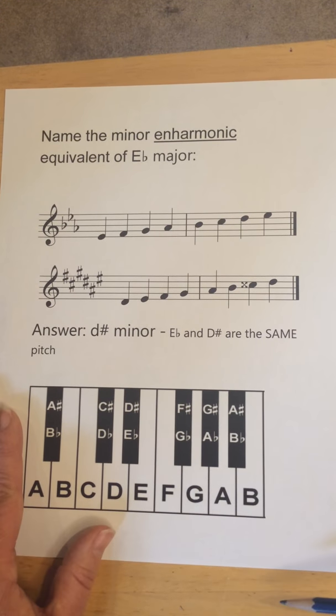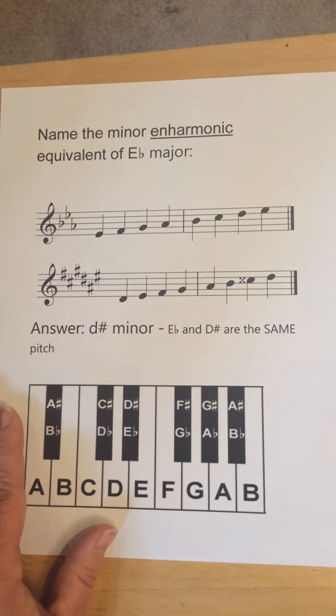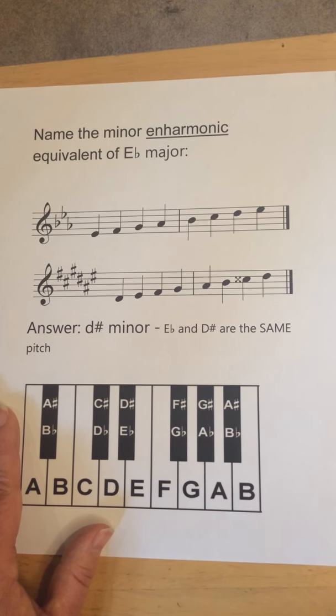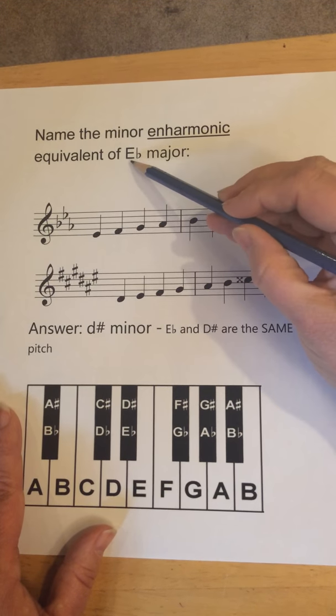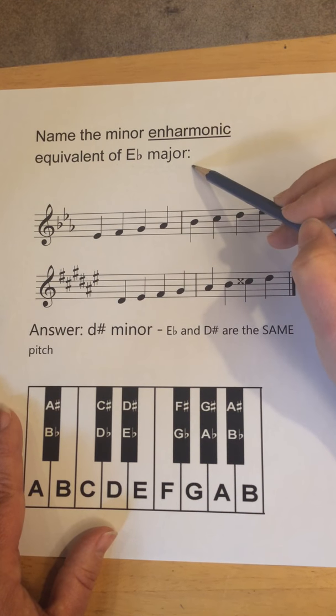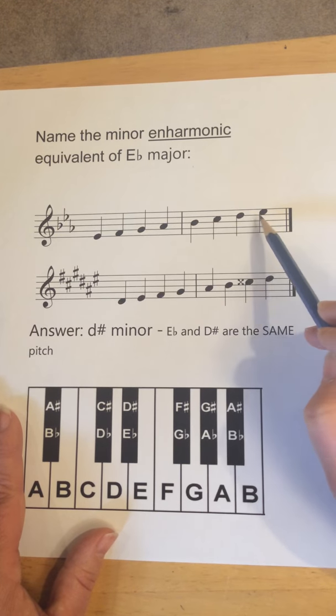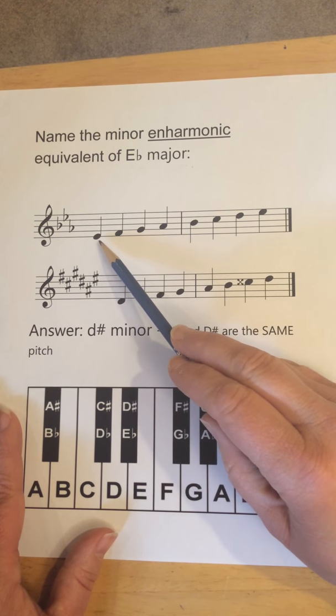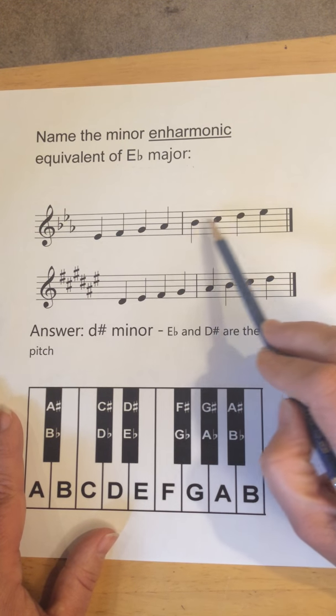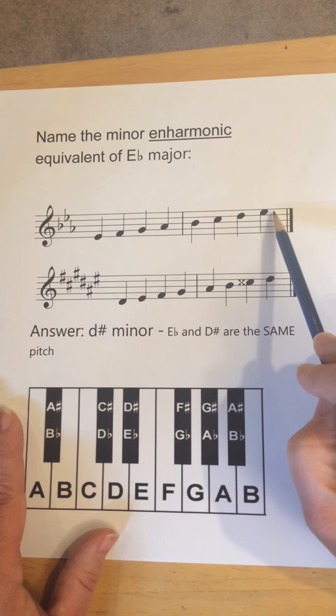Name the minor enharmonic equivalent of E flat major. Now this is where people really have trouble because they're like, too many words. So break it down. First of all, we're looking at something to do with E flat major. So we think in our minds, or we can write it down. Writing it down is always a good idea. Here's E flat major. A lovely, nice scale, E flat major.